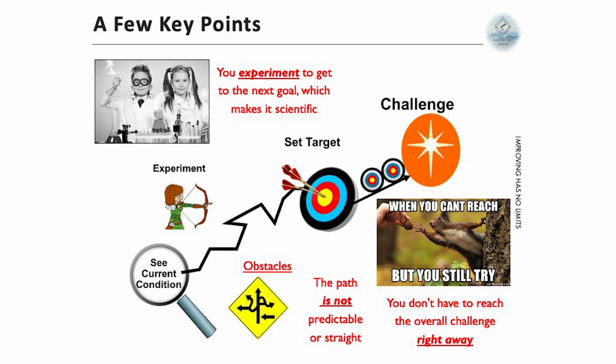So a few key points on it for the challenge. When you can't reach, but you still try. You don't have to reach the overall challenge right away. That's why I always kind of go, is that challenge something we want to do in a year, 6 months, 3 years? What is it?